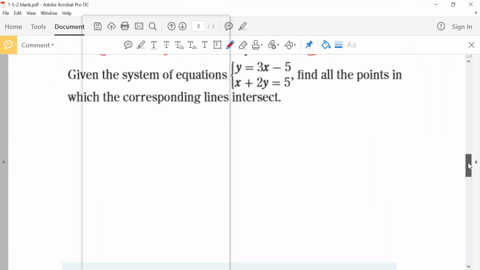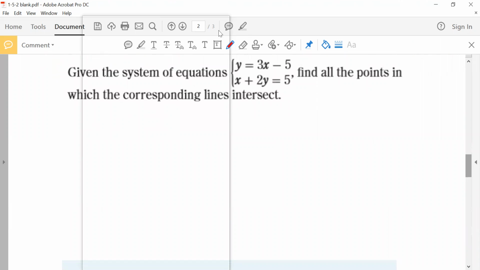All right, moving on. Oh, that rectangle's not going to go away, are you? Well, sorry, you're going to have to live with it because I don't know how to work this darn thing.